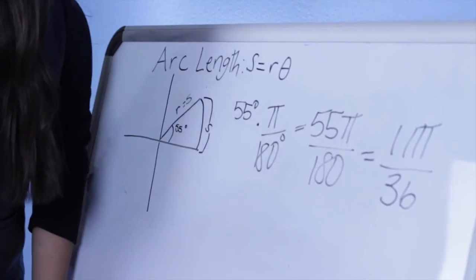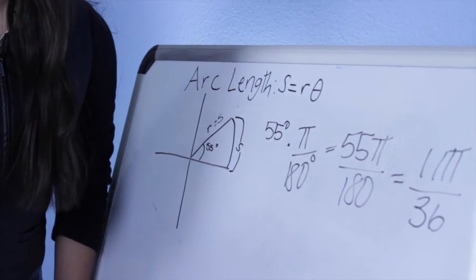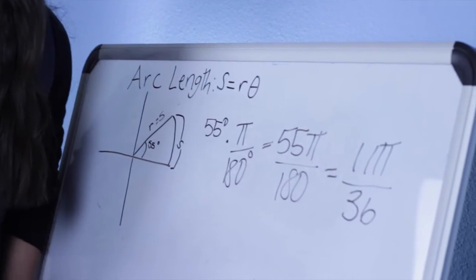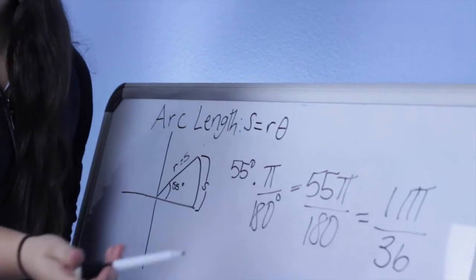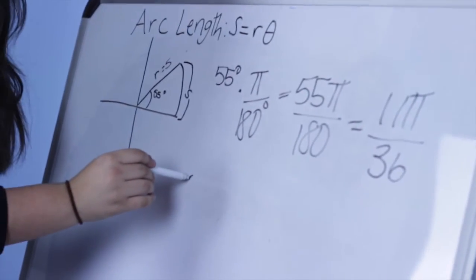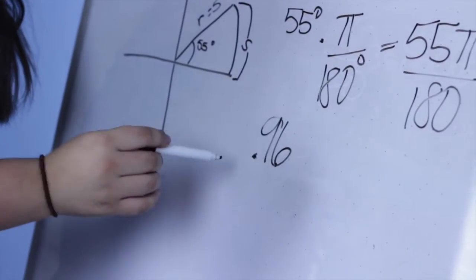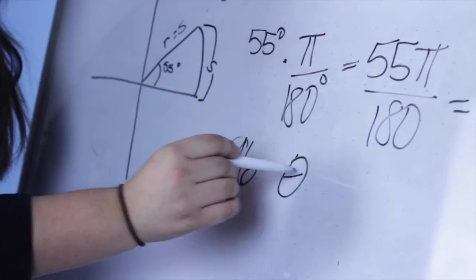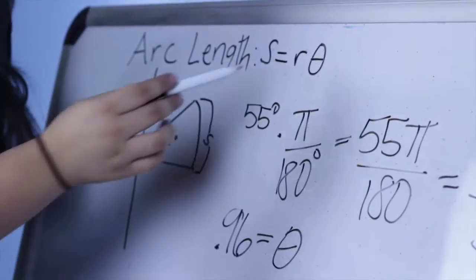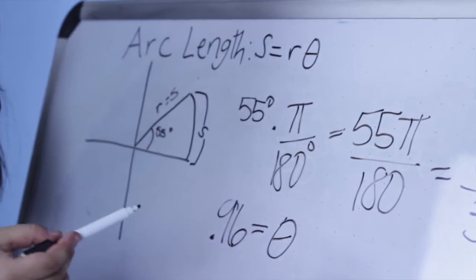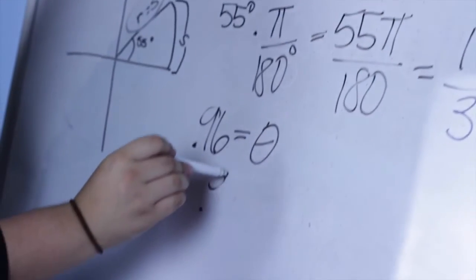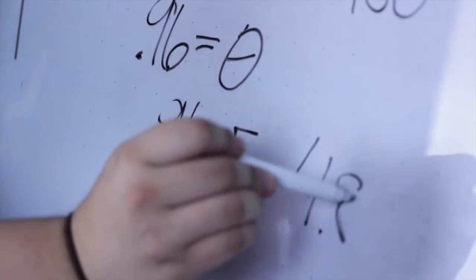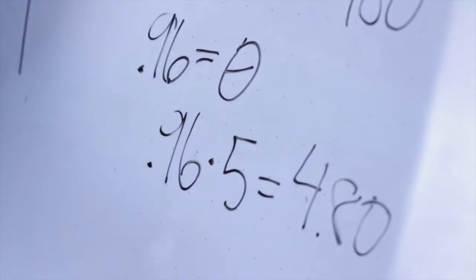Alright, so now that we have our angle measure in radians, we're going to plug in the pi value in the calculator and solve the actual equation. So when you multiply 11 times the value of pi and divide it by 36, that's going to equal 0.96. And since this is equal to our theta value, we're going to plug it back into our equation and multiply by r, which in this case is 5. So 0.96 times 5 is going to be 4.80. And that's going to be our arc length.